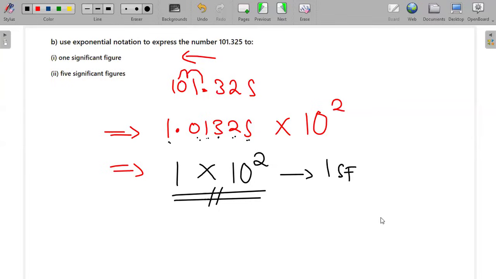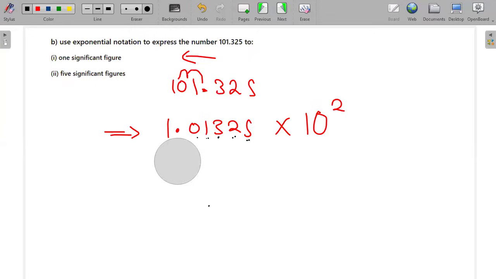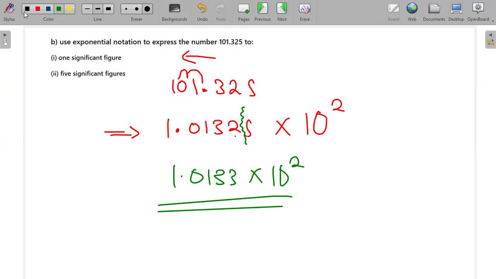Okay, let's look at the other one. They're saying use exponential notation to express the number to 5 significant figures. First, we express it in scientific notation, the way I've written it there, and then we round it off to 5 significant figures. This one has 6, so I'm going to round it off from here. This is 5, so I add 1 to the number before it. So this will be 1.0133 times 10 to the power 2. This number here has 5 significant figures: 1, 2, 3, 4, 5. All right, any questions there?